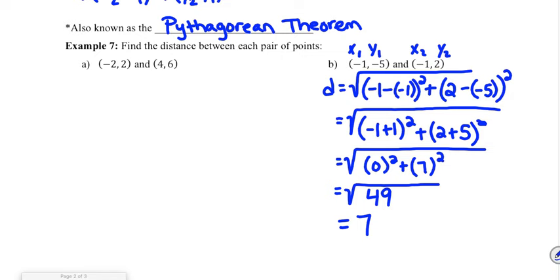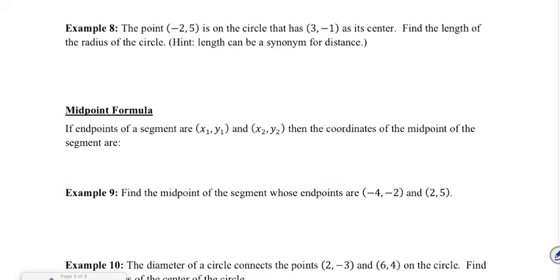All right. Going to this next page, example number 8, we have the point negative 2, 5 is on the circle that has 3, negative 1 as its center. So I know this is a center, and this is just a point. We want to find the length of a radius of the circle. Length is also known as distance. So I have a center point at 3, -1, and then I have a point anywhere on the circle at -2, 5. I want to know the radius. Well, that's just the distance between those 2 points. So we're going to use the distance formula with these two.